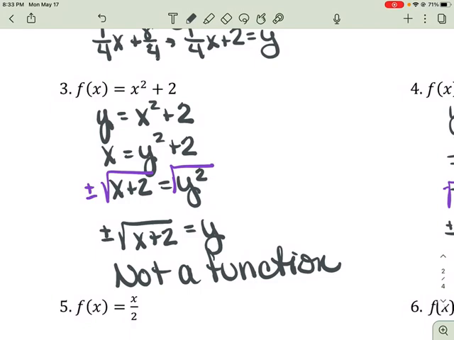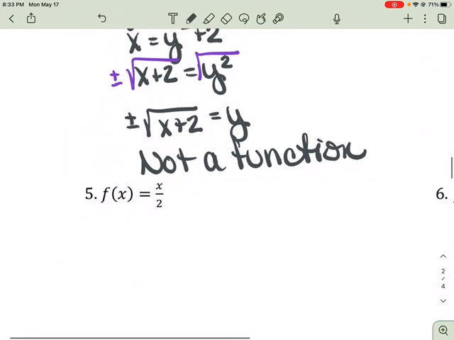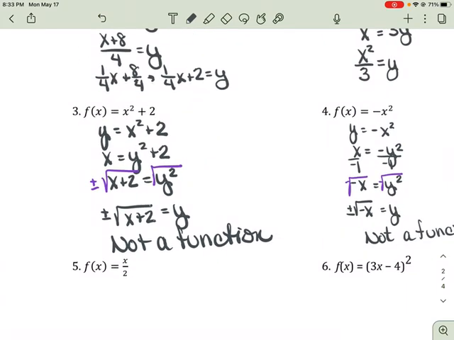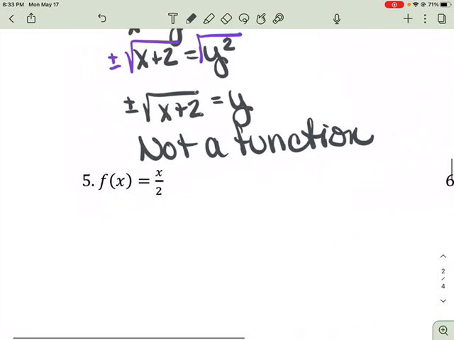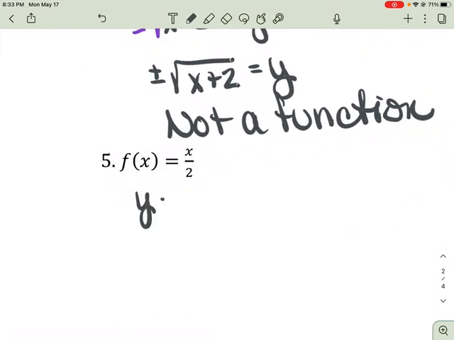So y equals plus or minus the square root of x plus 2 is the inverse, but in this case the inverse is not a function. So we're going to find out the generalization: plus and minuses aren't functions. When you physically square root, you're going to get the plus and minus, which makes it not a function. So let's try this guy.